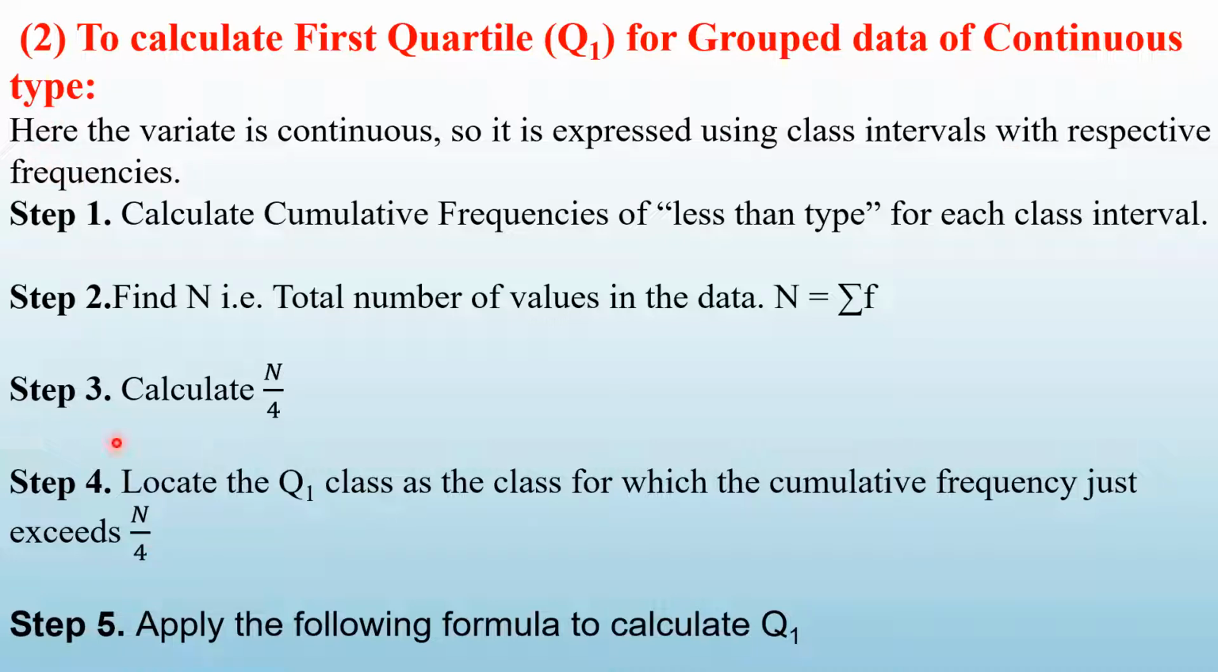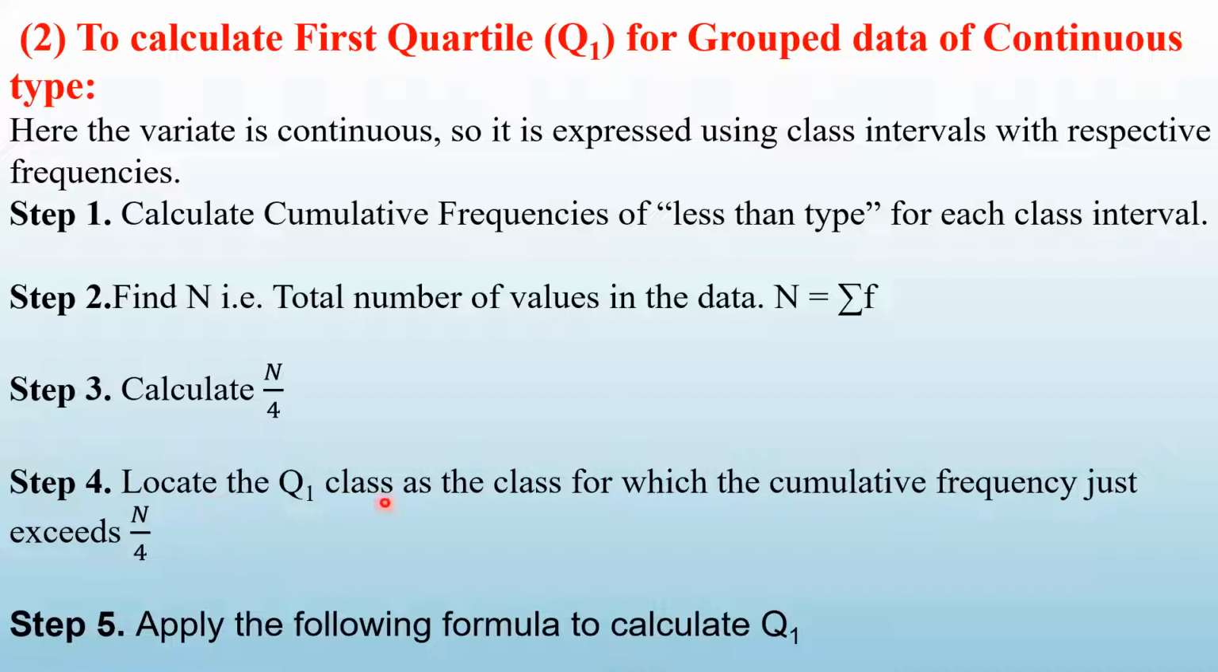First, second and third steps are the same. In the first step, what do you have to do? Find the cumulative frequency. In the second step, find n. In the third step, you are calculating Q1, so you have to find n by 4. In step 4, you will not be able to find out the value of Q1. You will only get the class interval. Okay, that is called the Q1 class.